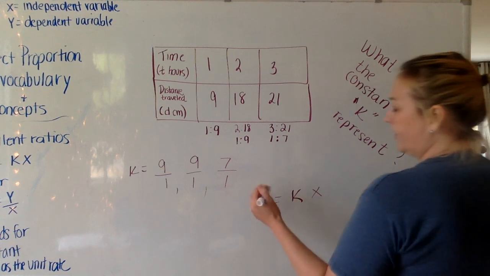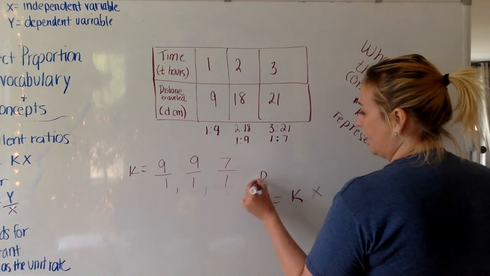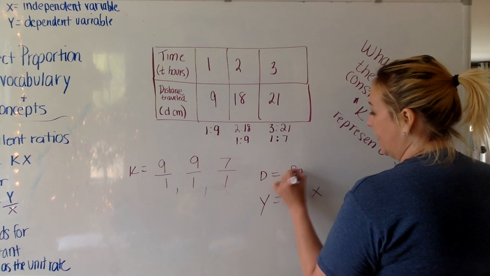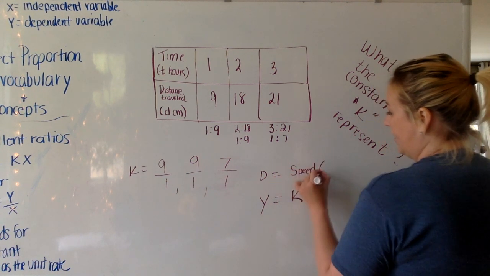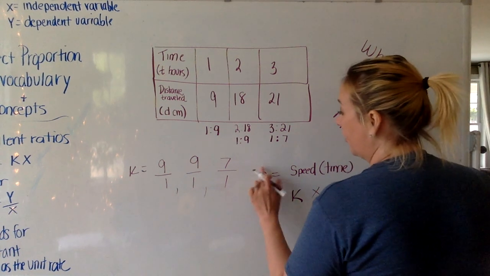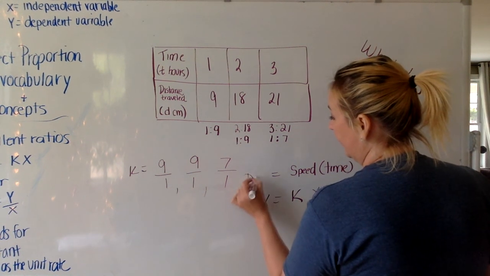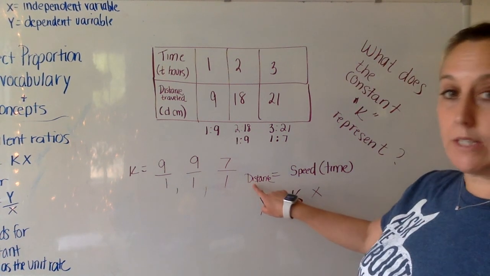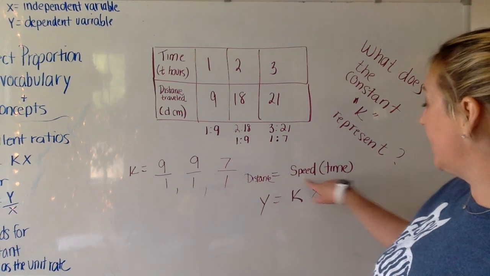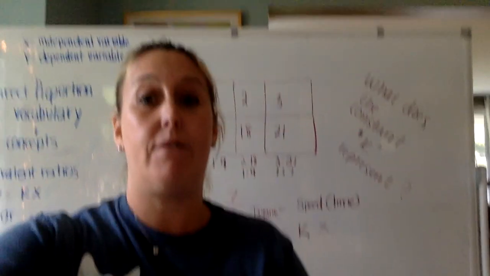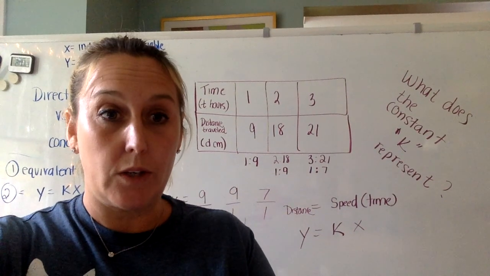Remember we learned that when we did distance equals speed times time, right? How far you go, your distance depends on your speed and your time. So it's bringing it back to all of that good stuff that we did with unit rate, right?